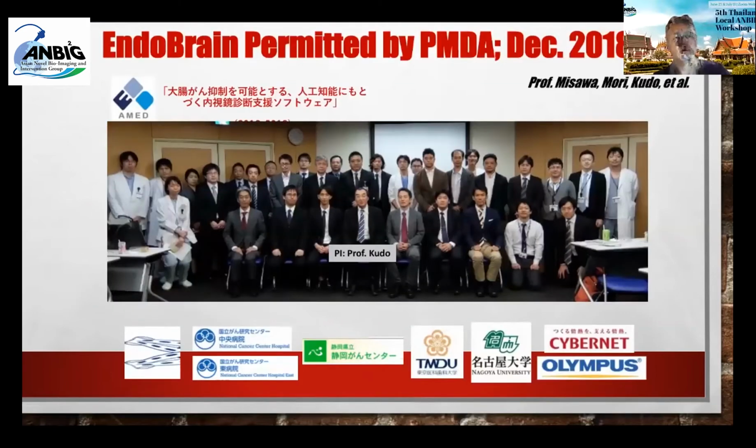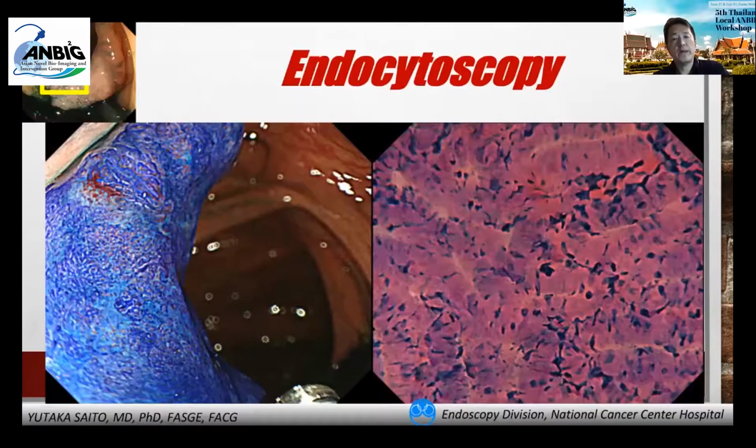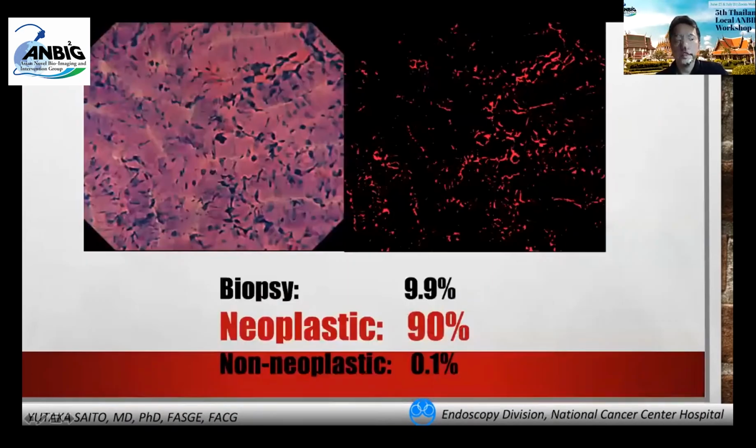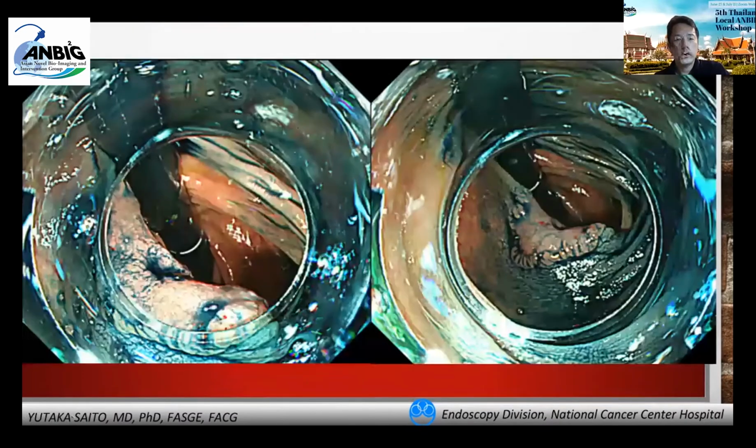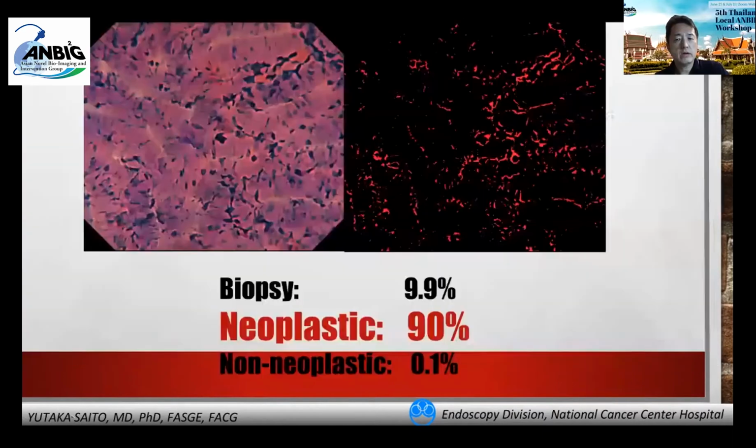For this case, we also performed endoscopic observation. After double staining with crystal violet and methylene blue, this is a really nice image of the center depressed component. Next slide. The endoscopic diagnosis was neoplastic, non-invasive.